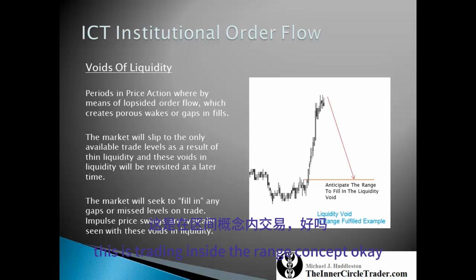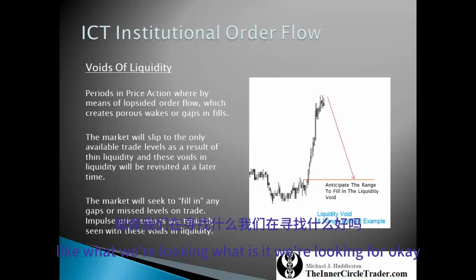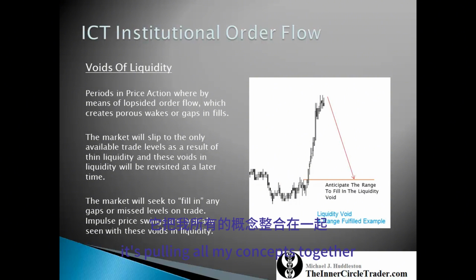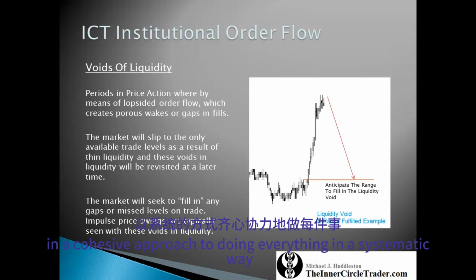Okay, this is the trading inside the range concept. All we're doing is specifically looking for the components of what that entails. Like, what is it we're looking for? And that's what this whole video series is doing. Now, it's pulling all my concepts together in a cohesive approach to doing everything in a systematic way.